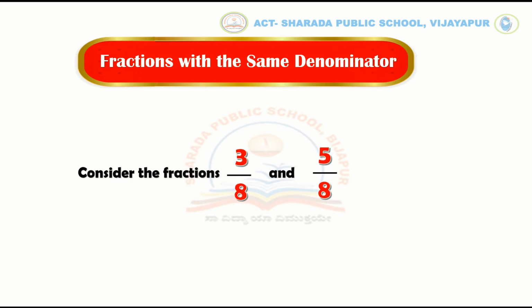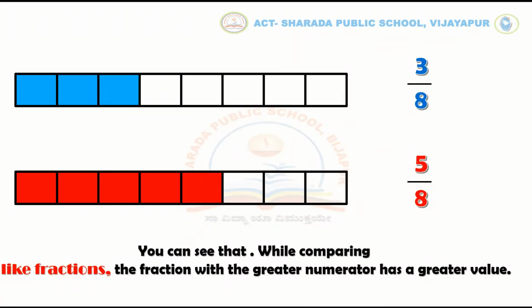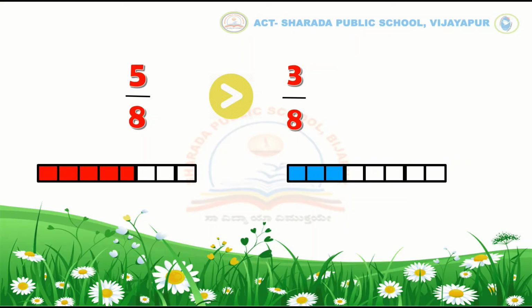Consider the fractions 3 by 8 and 5 by 8. This is a picture form of the fractions 3 by 8 and 5 by 8. You can see that while comparing like fractions, the fraction with a greater numerator has a greater value. So, 5 by 8 is greater than 3 by 8.